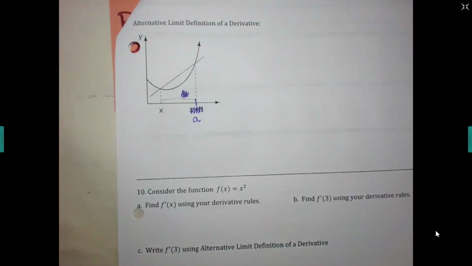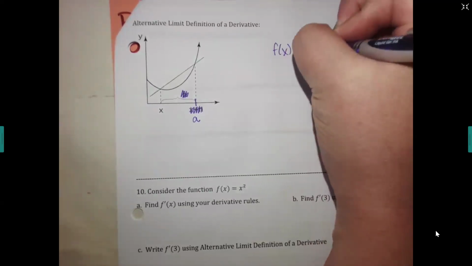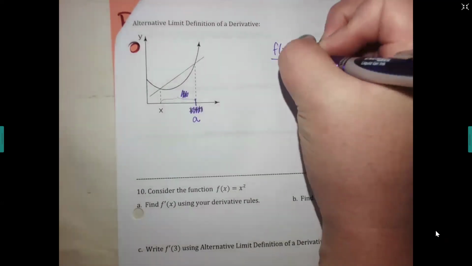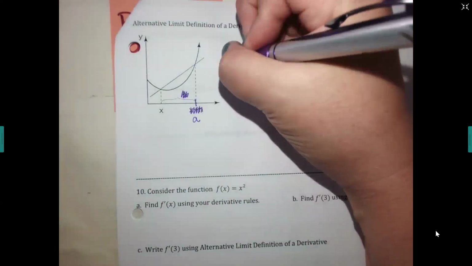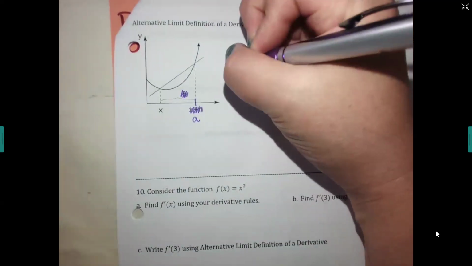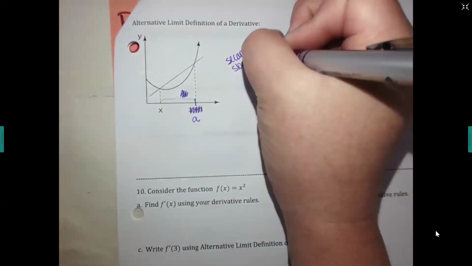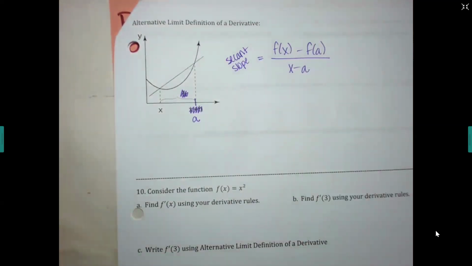You are still going to find the slope of the secant line, but instead of calling one x and one x plus h, we're just going to call one x and one a. So you would do f of x minus f of a over x minus a. That is the slope of the secant line, because remember, a secant slope crosses through 2 different points. One of them we're calling x, one of them we're calling a. Then remember, my goal is to drive that secant line to a tangent line, yes?